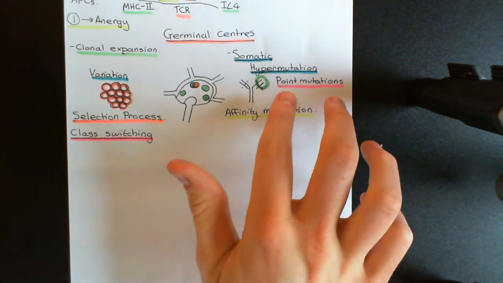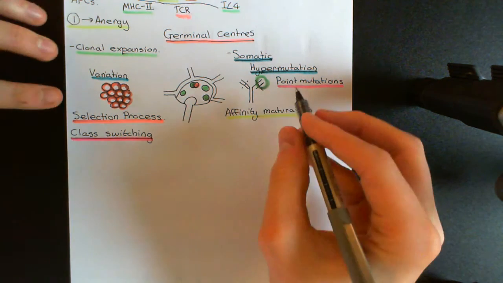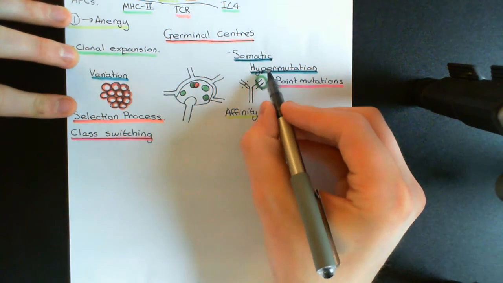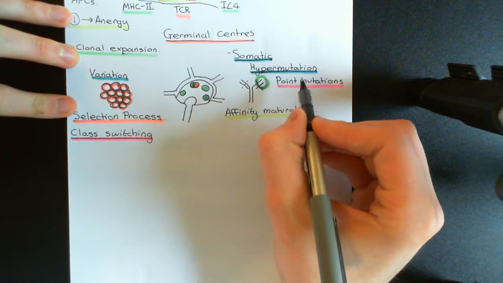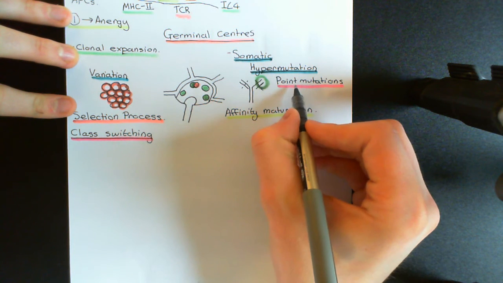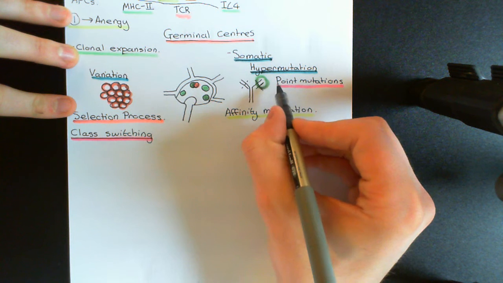I should have actually stressed more what I meant by point mutation. A point mutation in the context of somatic hypermutation up here, that means that you change one organic base for another organic base.